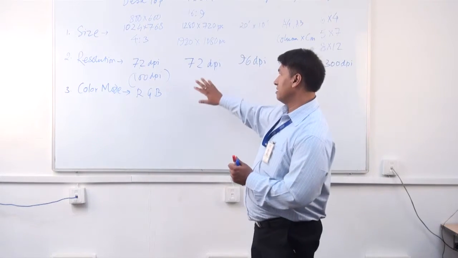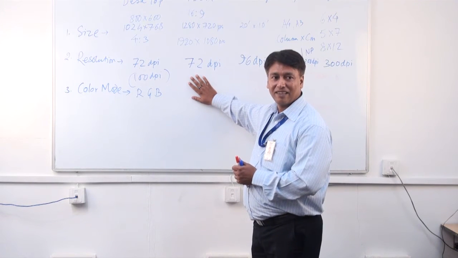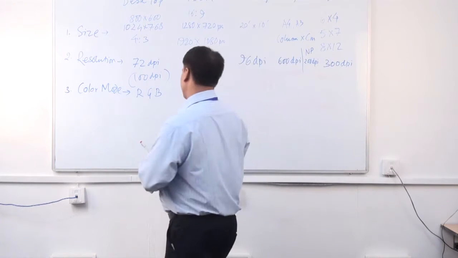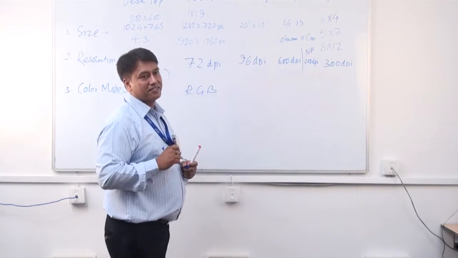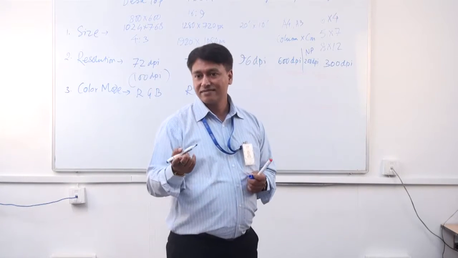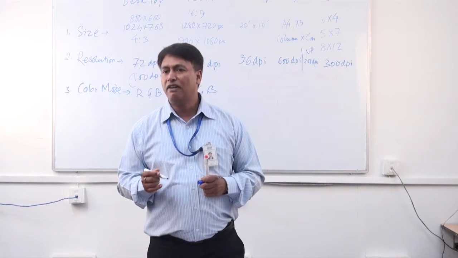Okay? So for film, what should be the color mode? RGB. Okay, correct. It should be again RGB. What about hoardings? CMYK. Sure. Why CMYK?